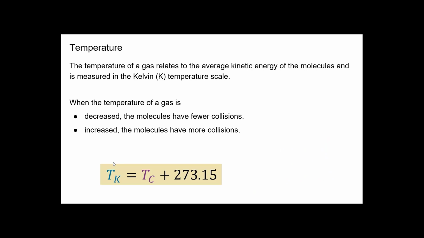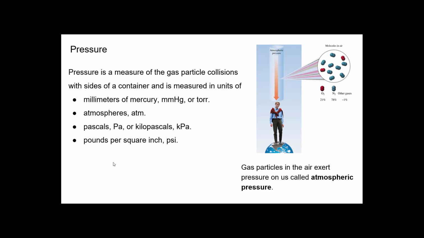Okay, so temperature. The temperature of a gas relates to the average kinetic energy of the molecules and is measured in Kelvin. So we tend to use Kelvin. It might be given to you in Celsius, and you'll just have to change it to Kelvin. When the temperature of a gas is decreased, the molecules have fewer collisions because they're not going as fast. They're moving slower, so they're not coming into contact as fast or with the same intensity. As the temperature increases, they're moving frantically, which means they have more chances of collisions, which increases the pressure. So now let's talk about pressure.